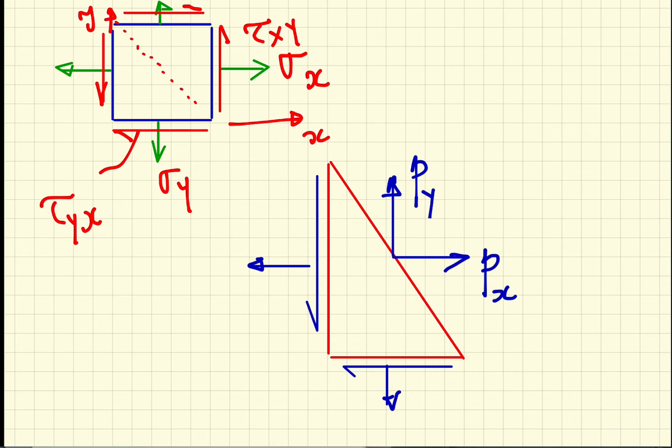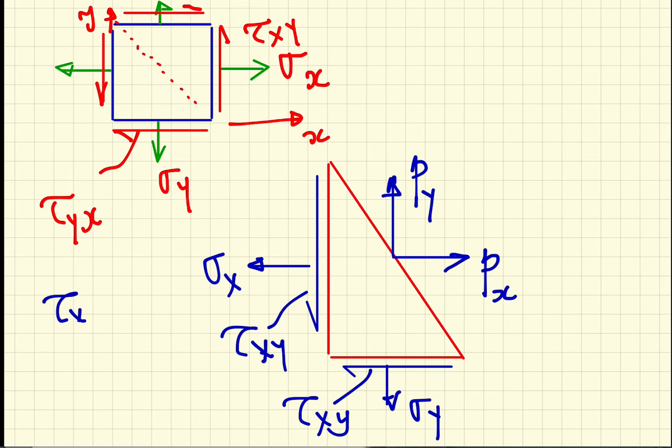So if we have now that force system, we can call this P in the x direction and then P in the y direction, and this is again sigma y, tau xy, and this is sigma x, and this is tau xy. Notice that tau xy is equal to tau yx because of equilibrium of torques inside the material. And let's have this angle as theta, and then we have a normal direction to this inclined face, and the normal direction also is going to make an angle theta to the x direction.